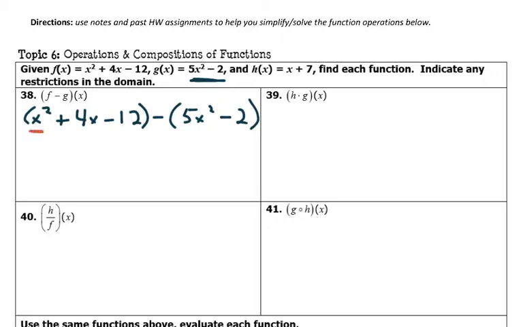Looking for our like terms here, we have x squared minus 5x squared. What is x squared minus 5x squared? It gives us negative 4x squared. I'm going to do these in different colors so you can see. Do we have any like terms with 4x? No. So 4x minus 0 is just going to give us 4x. If there's no like terms, it just stays there. So plus 4x. And then finally we have negative 12 minus, again, negative 2. Negative 12 minus negative 2, or negative 12 plus 2, if you do keep change, which ends up giving us a negative 10. And that's our final answer here, fellas.